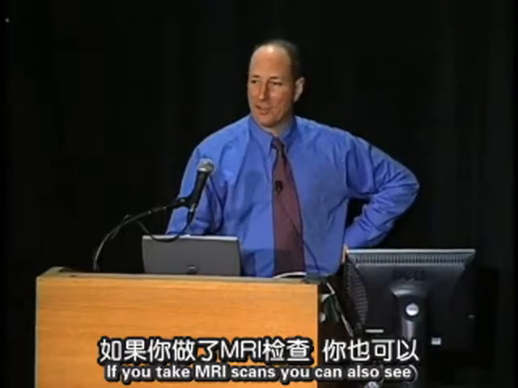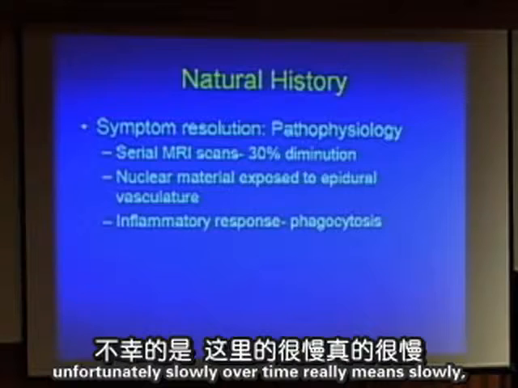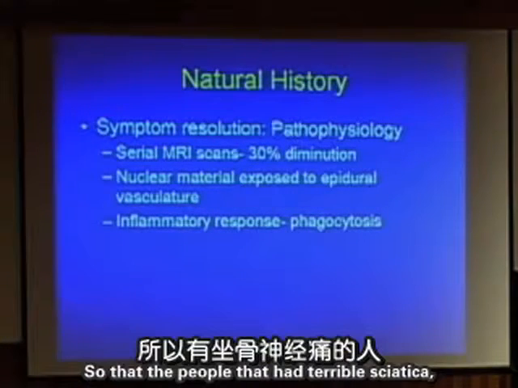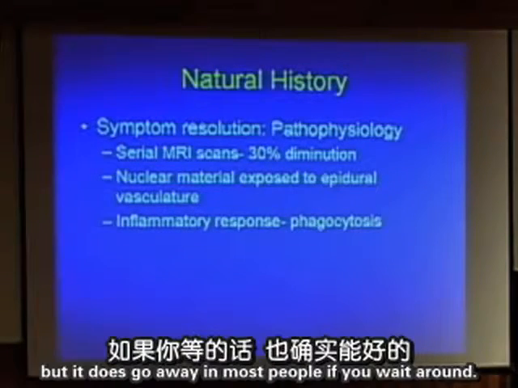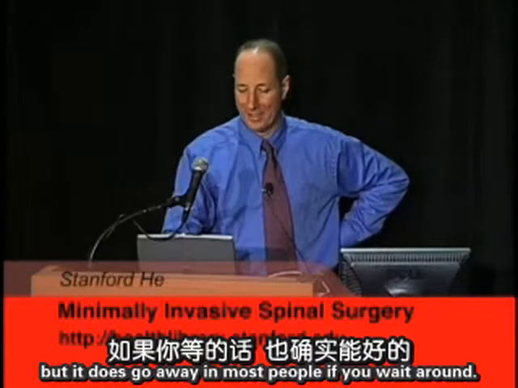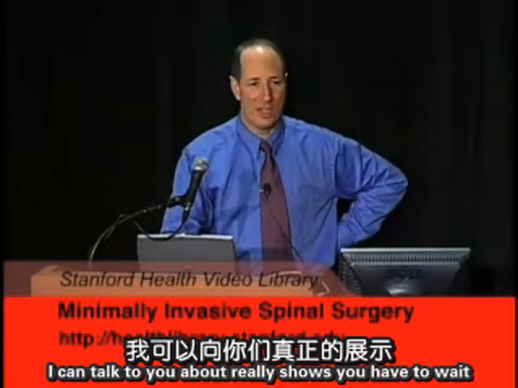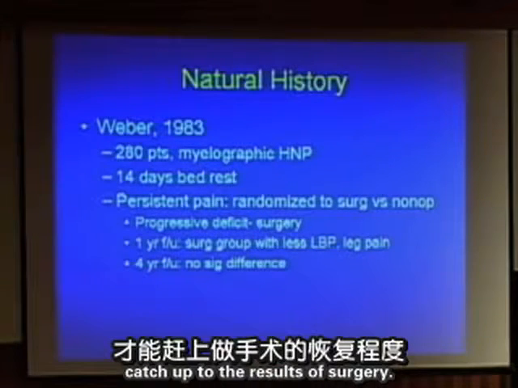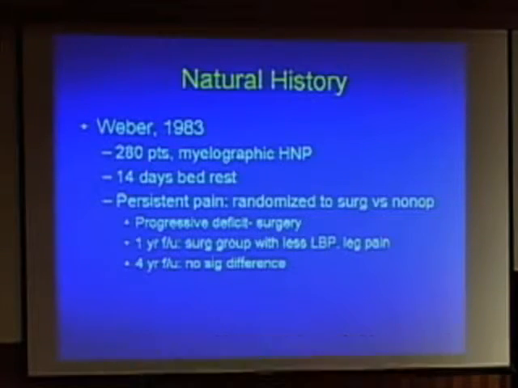If you take MRI scans, you can also see that the disc reabsorbs slowly over time. Unfortunately, slowly really means slowly. It takes 6 or 9 months for the disc to really shrink down. For people that have terrible sciatica, that's a ridiculous amount of time to wait, but it does go away in most people if you wait around. This randomized controlled trial that I had been talking about shows that you have to wait about 4 years for non-operative care to catch up to the results of surgery in people who have severe sciatica that has gone on for more than a month or so.